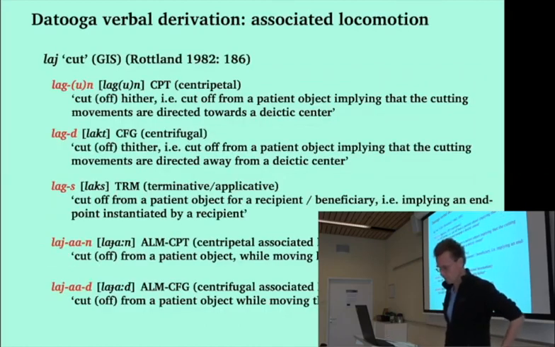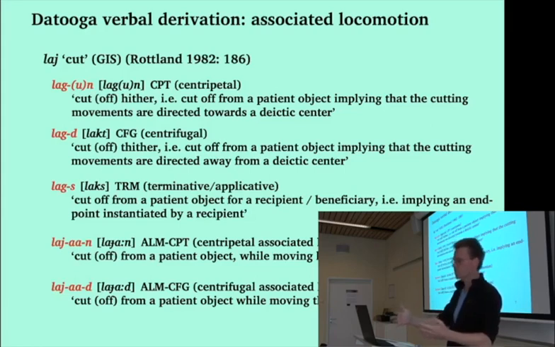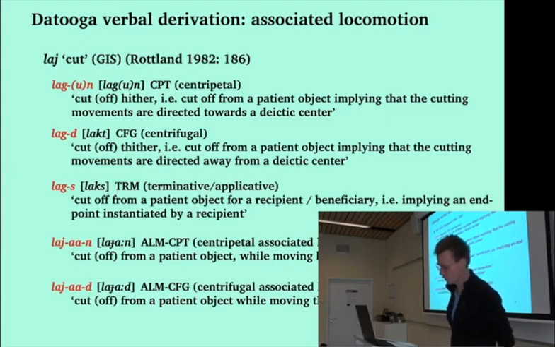Let's look maybe at another striking example in order to see how this works in more concrete terms and to expose minimal contrasts with respect to the interaction of the deictic markers. You find this illustration in 4 in your handout, which is largely taken from Rottland's description. And you see the verbal root lad, to cut, derives 2 simple stems marked for deictic orientation in an antonymic fashion, a centripetal stem lagun, indicating that something is cut off from a patient, implying that the cutting movements are directed towards the deictic center, while the centrifugal stem lagged rather indicates the opposite, action away from the deictic center.